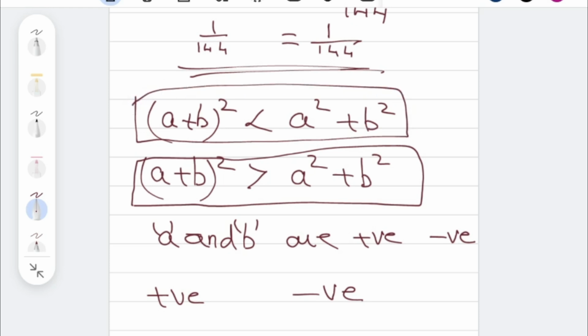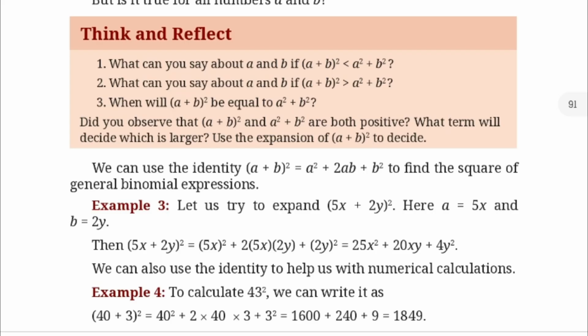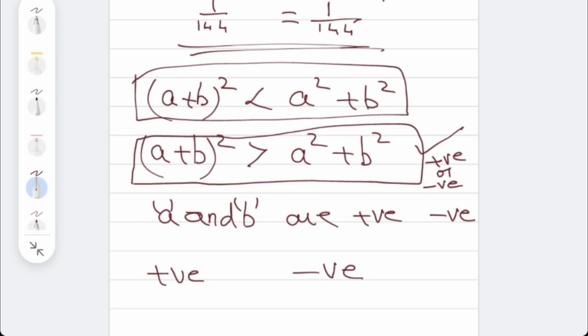You can take values for a and b, one positive, one negative. If you do that, a plus b whole square will be less than a square plus b square. But if both are positive or both are negative, then a plus b whole square is greater. So a and b should both be positive or both negative for that. When one is positive and the other is negative, a plus b whole square will be less than a square plus b square, and this condition holds.